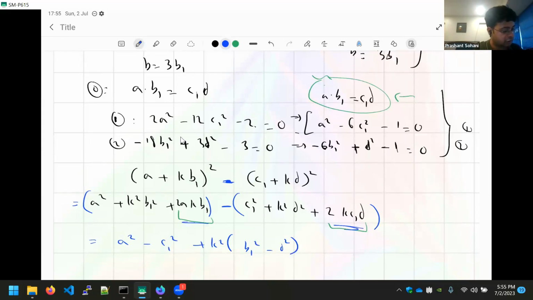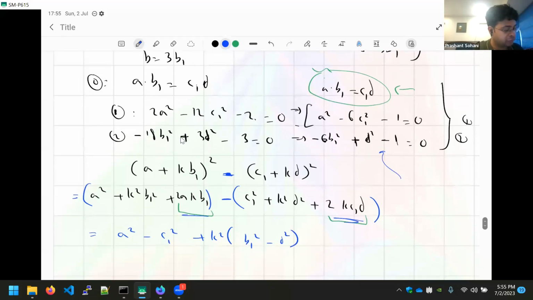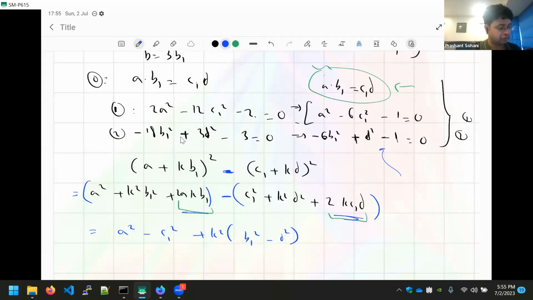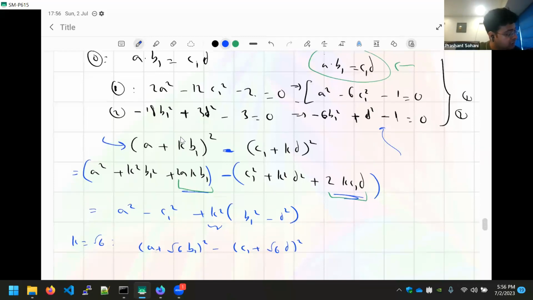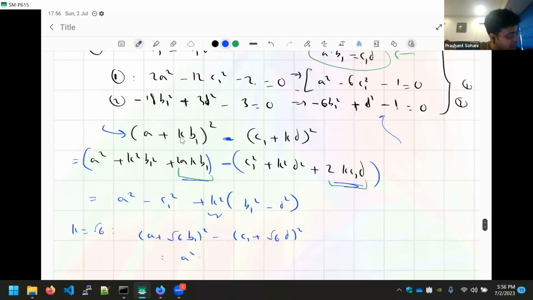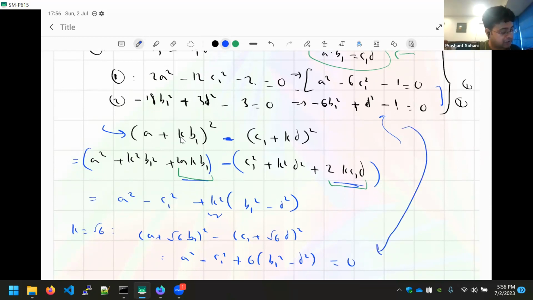And from here, looking at equations 1 and 2, it gives me the inspiration that maybe k should be root 6, because if k is root 6, then this k square will become 6. So if I put k equal to root 6, I get a plus root 6 b1 square minus c1 plus root 6 d square. I'm just rewriting the first line of my equation, is equal to a square minus c1 square plus 6 times b1 square minus d square. And now this is equal to 0, correct? Because if I subtract 1 and 2, you'll see that it is exactly equal to this one.